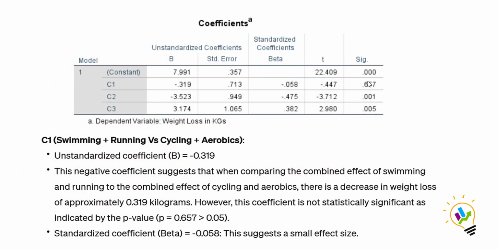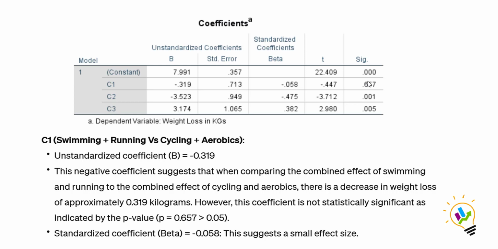Now, let us see C1. C1 is a comparison between swimming plus running versus cycling plus aerobics. This negative coefficient suggests that when comparing the combined effect of swimming and running to the combined effect of cycling and aerobics, there is a decrease in weight loss of approximately 0.319 kilograms. However, this coefficient is not statistically significant because the p-value is 0.6657, which is more than 0.05. So this is not significant.